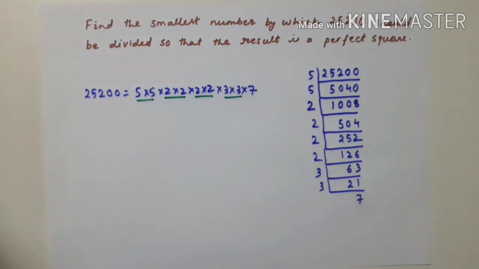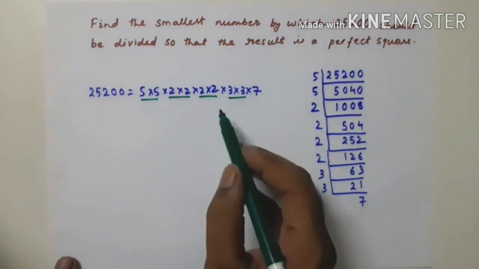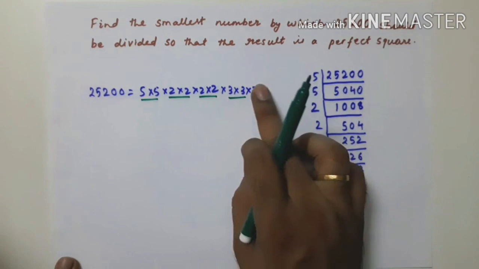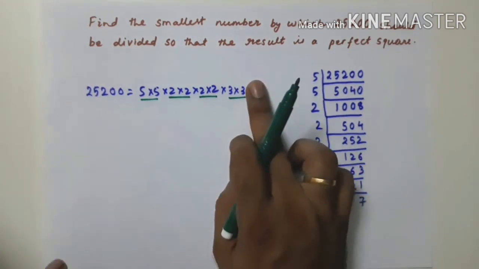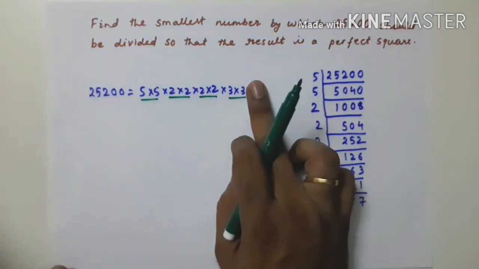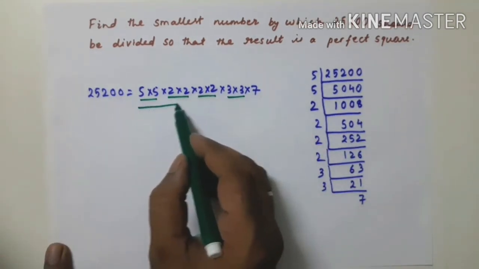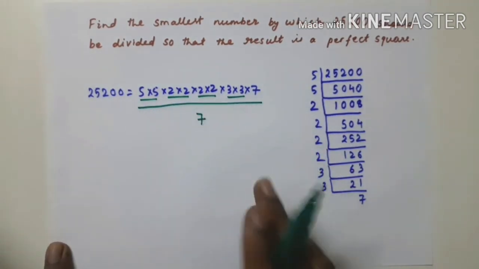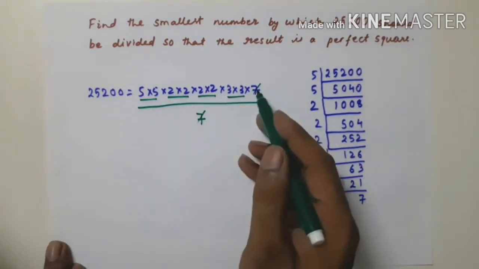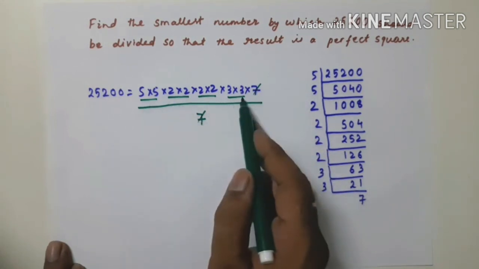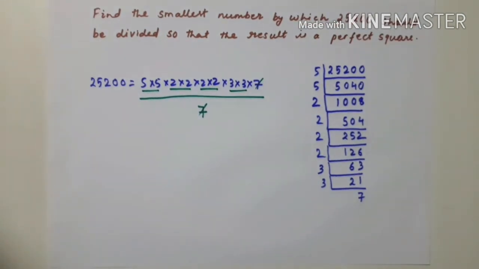Now the question here is what we should divide so that the result is a perfect square. To become a perfect square, if we remove this 7, we will get a perfect square because this is the single one. If we take out the single one, all are paired groups. So if I divide this total number by 7, then 7 and 7 will get cancelled. That means if we cancel out 7, this is the perfect squared number now. So the smallest number that should be divided is 7.